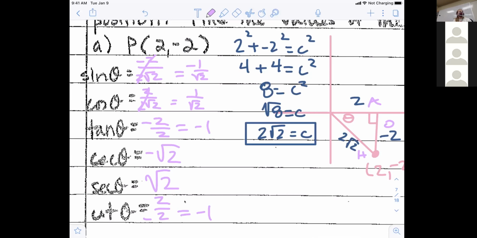Very similar to the ones that we were ending class with yesterday, but we had to actually draw our picture here. Any questions on this one? All right, we're going to do the next one. So if you're ahead of me, go ahead and draw your picture, figure out what quadrant it's in. I'll catch up in a second. Once you figure out a quadrant, try and find the hypotenuse.